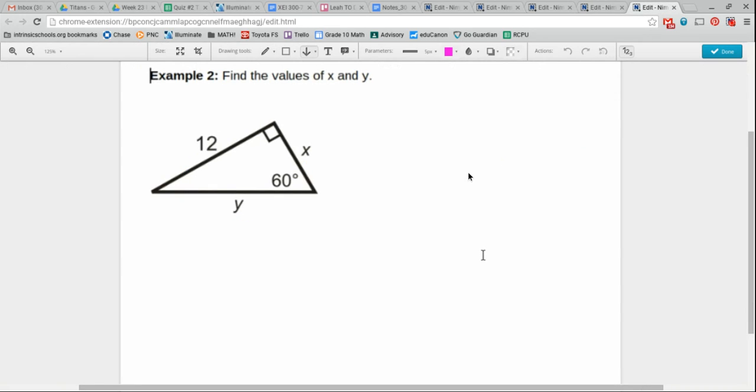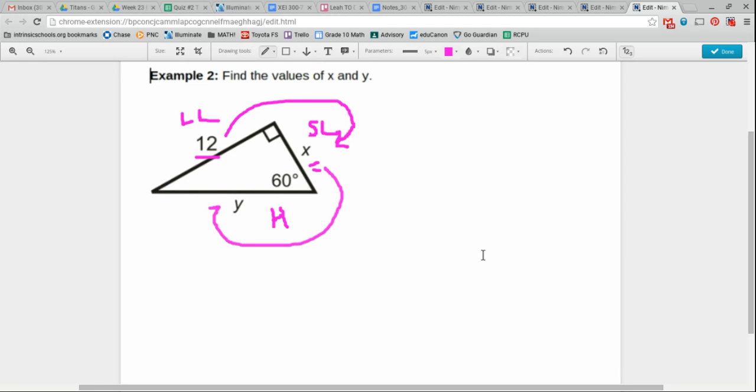Let's try a different example. It says find the values of X and Y. Let's go through and label all of our sides. So X would be the short leg. It looks like Y would be the hypotenuse, and this side with 12 on it would be the long leg. So I am given the long leg currently, so I'm going to have to take the value for the long leg and work backwards to find out what the short leg is. Then once I find that, I can multiply by whatever I need to multiply by to get this hypotenuse.